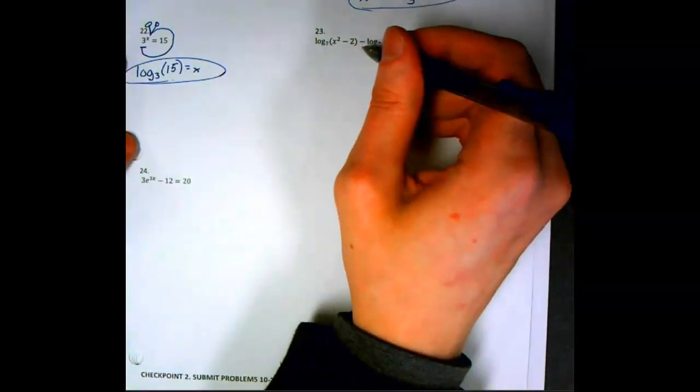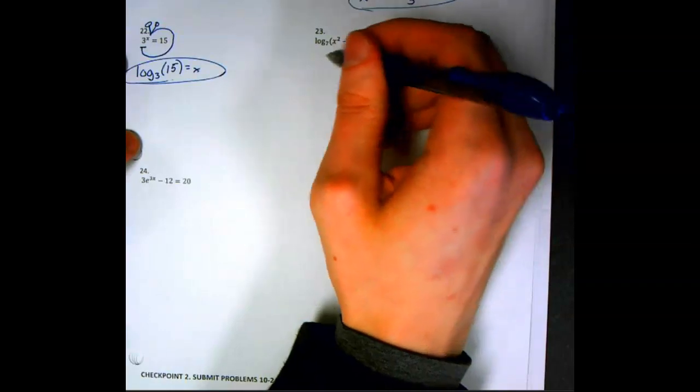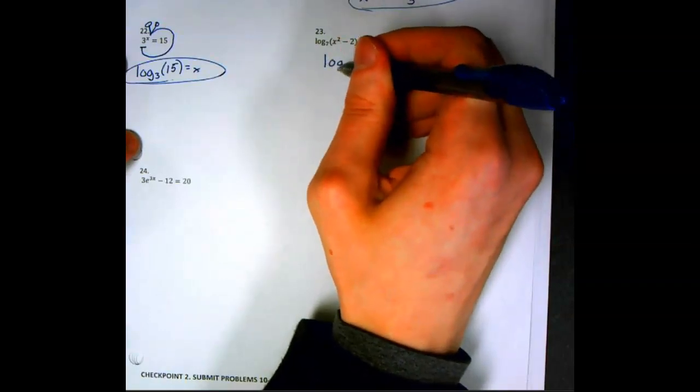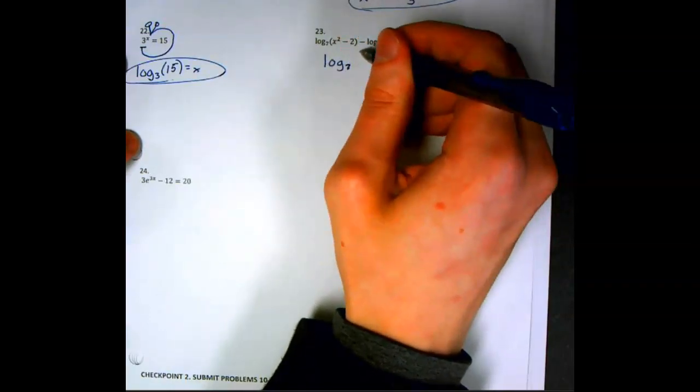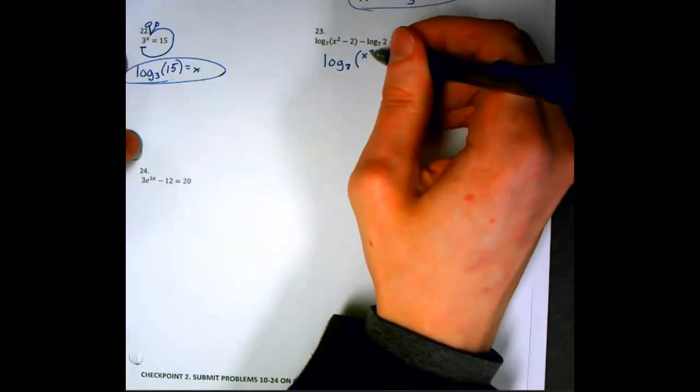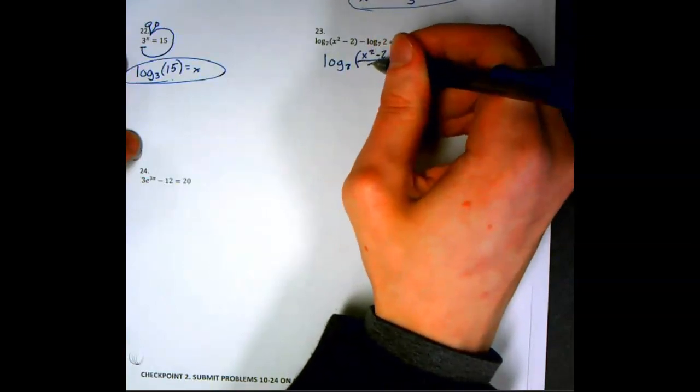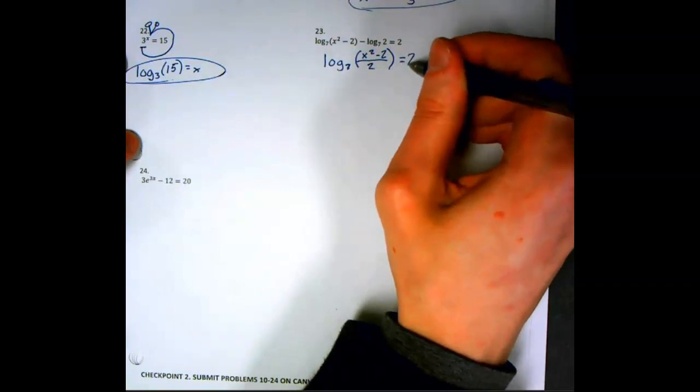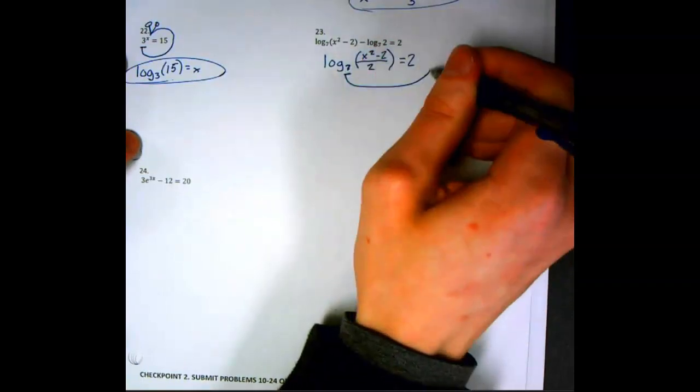For the second one, we have to use that subtraction property first. So we'll keep the log base 7 the same. And we'll have x squared minus 2, all divided by 2. Now we can do that with snail.